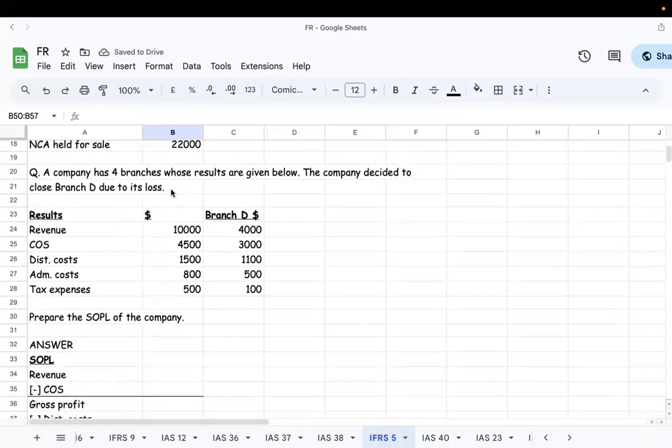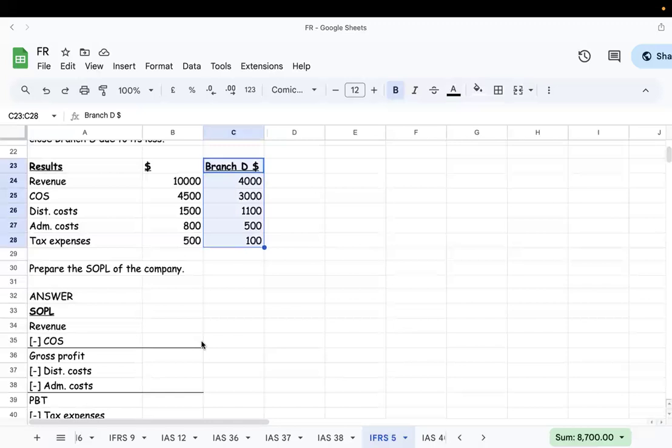A company has 4 branches whose results are given below. The company decides to close branch D. So this is the company as a whole, and this part is branch D only. When we are going to show the results, what do we do?